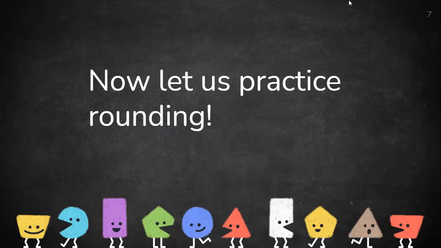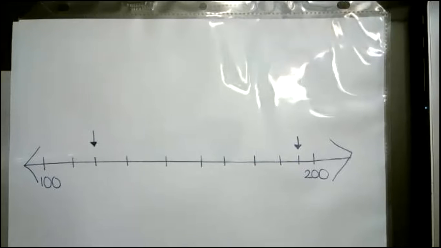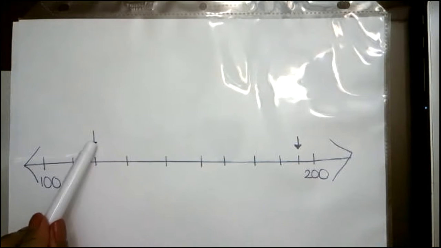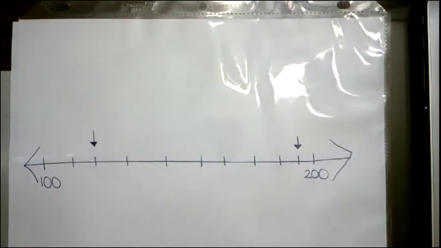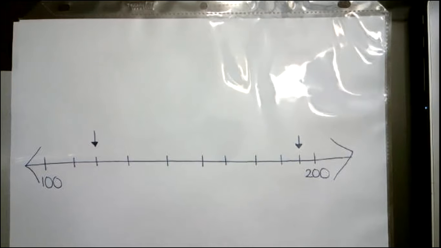So now let's practice rounding. Are you ready, friends? All right, friends, so our first example. The first thing we need to do is figure out what number these arrows are pointing to. So we have 100 on this side and 200 on this side. What do you think we're counting by? Right, we're going to count by 10. So we have 100, 110, 120, 130, 140, 150, 160, 170, 180, 190, 200.